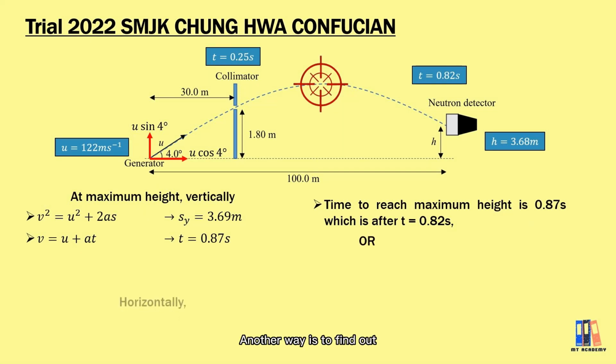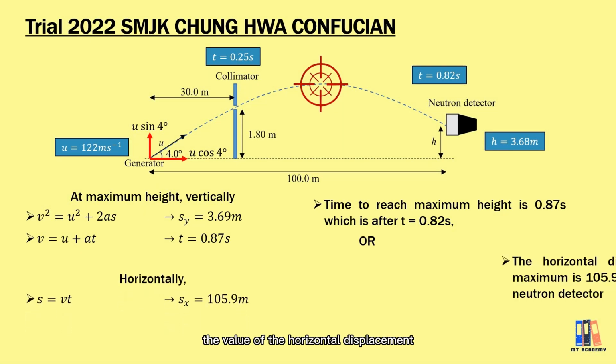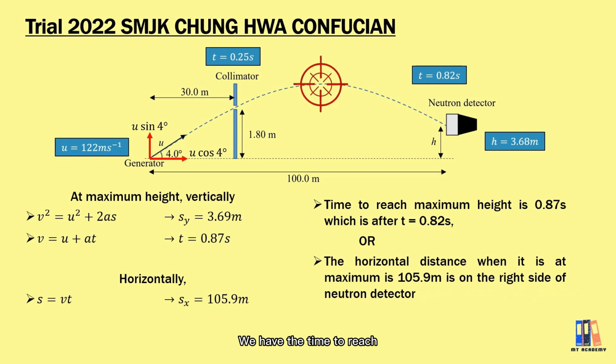Another way is to find out the value of the horizontal displacement. We have the time to reach the maximum height is equal to 0.87 seconds. So put it into the formula of s = vt, and you can obtain that the range is equal to 106 meters, which is to the right of the neutron detector. So in conclusion, we can conclude that the neutron did not achieve the maximum height.